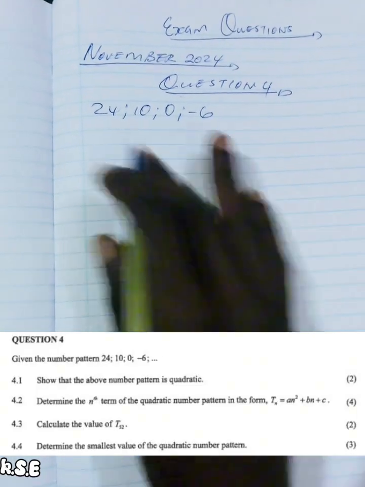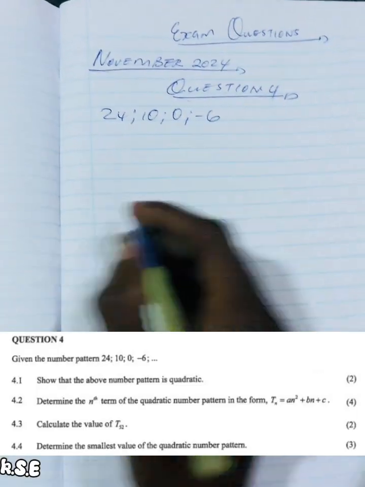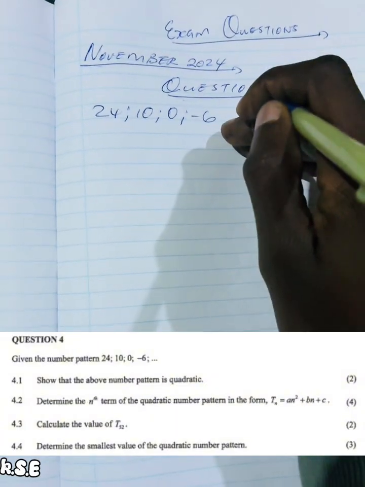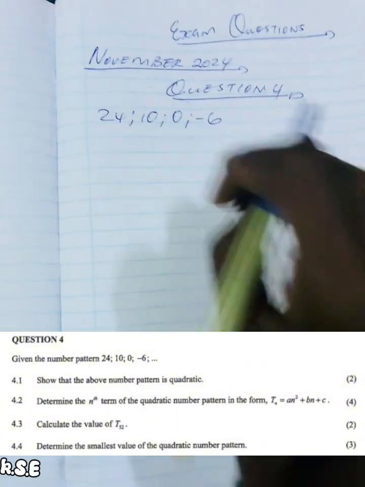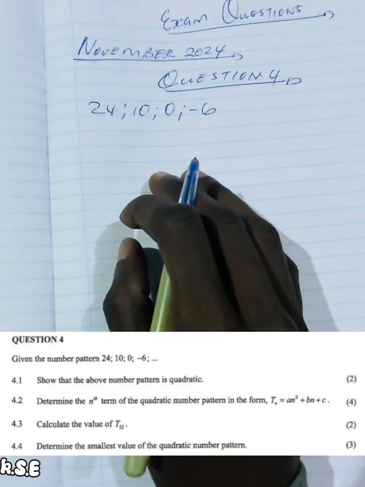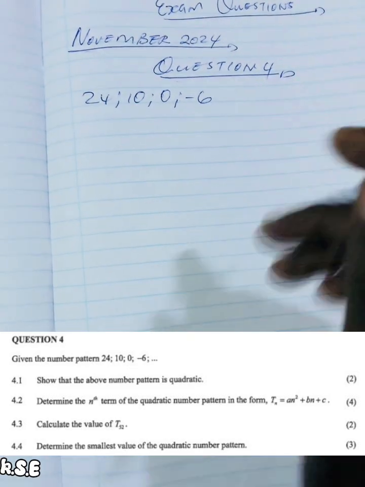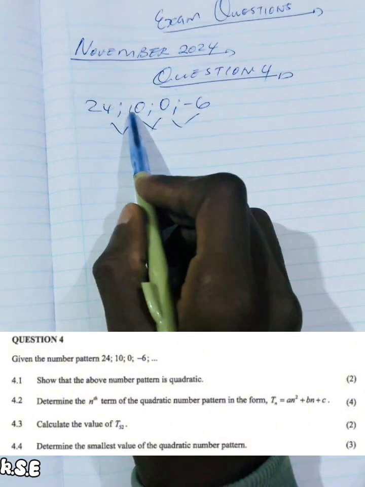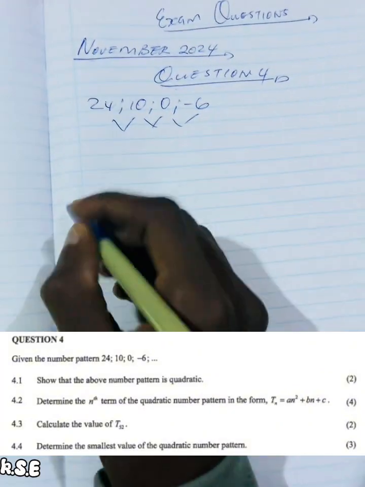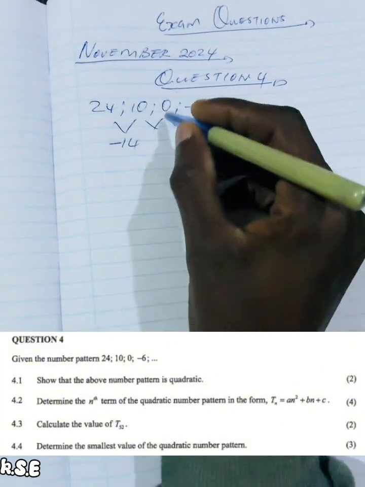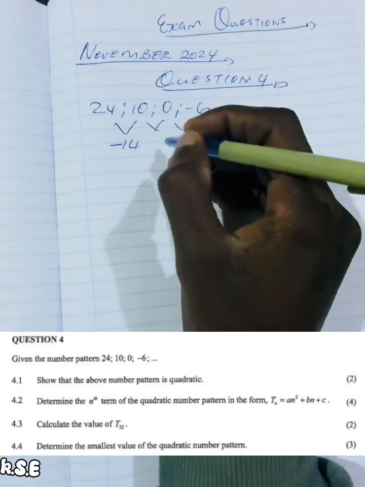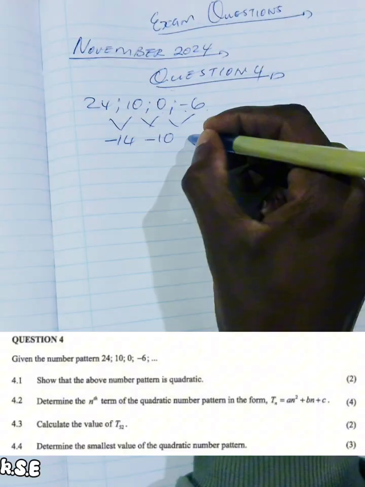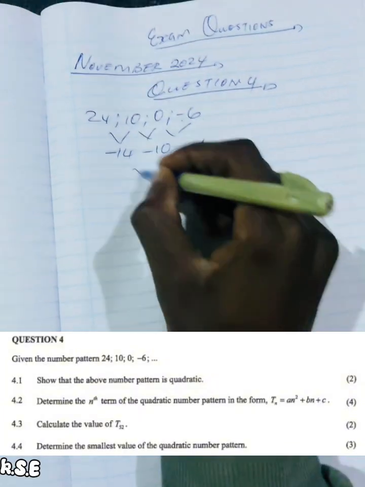So how do we show this is a quadratic number pattern? We're going to find out if it has a second difference. If it has a second difference, that means it's a quadratic number pattern. We're going to first find the first difference. 10 minus 24 gives us -14. 0 minus 10 gives us -10. -6 minus 0 gives us -6. We're going to come back to this.